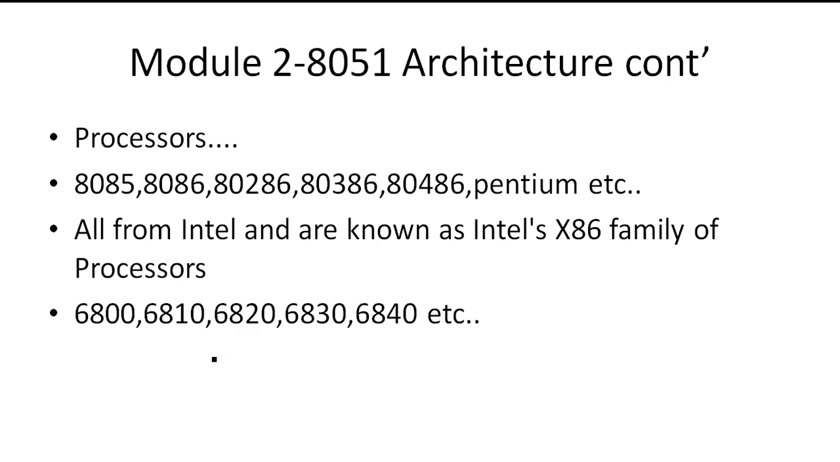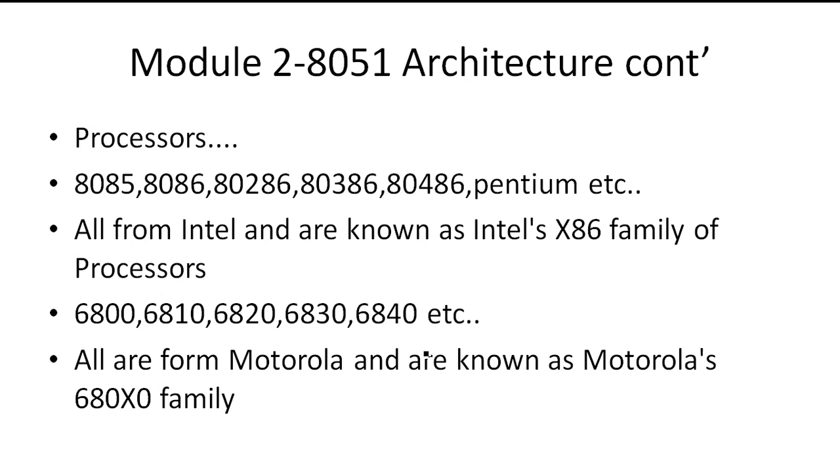These all are from the Intel family and are known as Intel's x86 family of processors. Another set of processors are 6800, 68000, 68010, 68020, 68030, 68040, etc. As we move from here to here, the processors become higher end. These all processors are from Motorola and are known as Motorola's 680X0 family of processors.